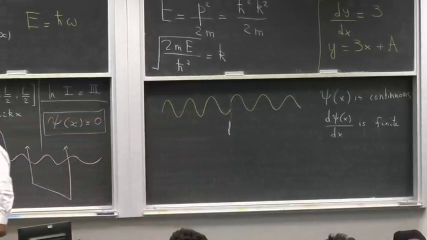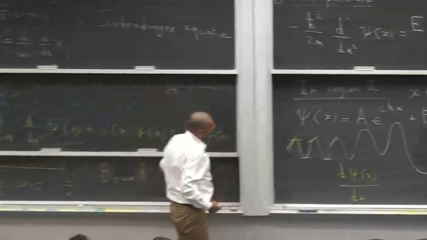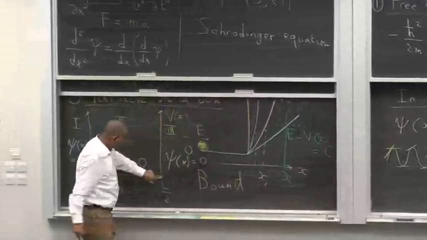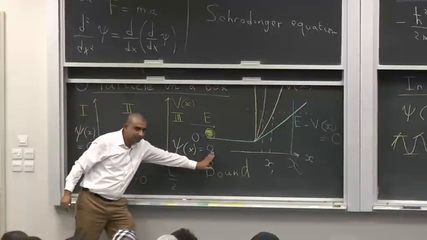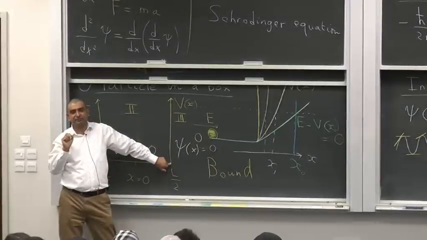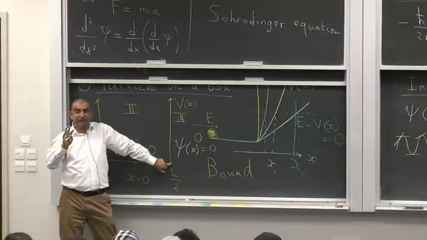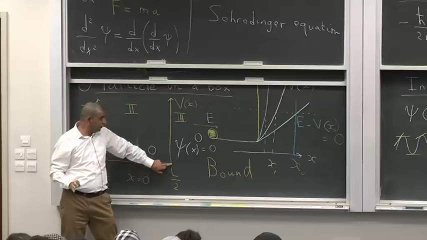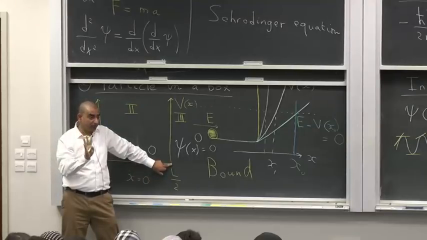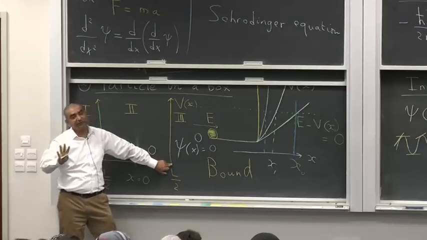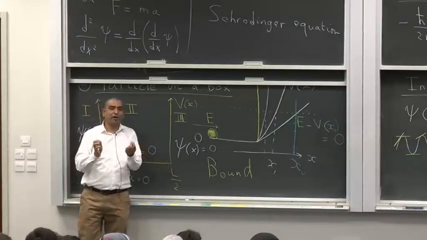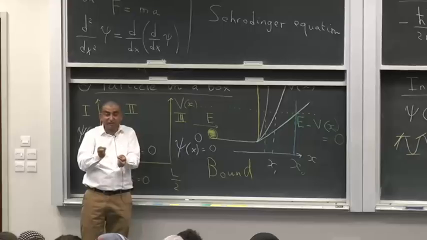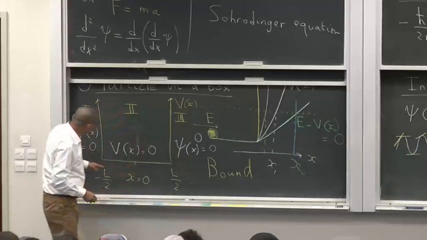Now I use this piece of information to actually determine these constants A and B. Now what's the wave function here in this region? Zero. What's the wave function at the edge? Because the wave function cannot change abruptly, right at the edge, at x equals L by 2, the wave function must also be 0. So whatever the wave function is inside, at the edge of the wall it must collapse to 0. Because the wave function has to be finite. And it must be 0 here as well.